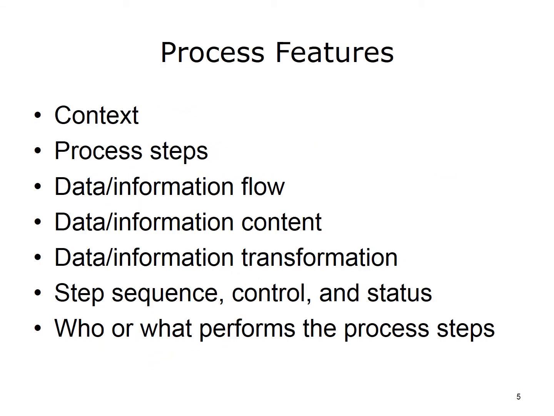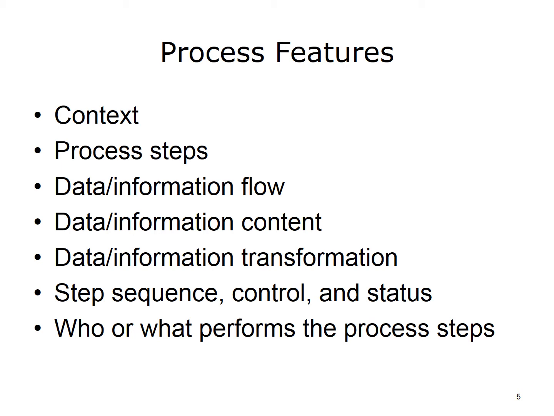The process aspects to be featured will determine the type of diagram to be used, i.e., the diagram that best represents the process aspects that you are interested in. The 6 important process aspects are context, process steps, information flow, information content, information transformation, sequence, and other control, who or what role performs the step.